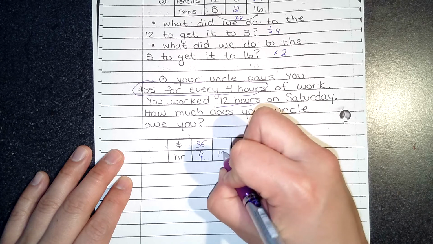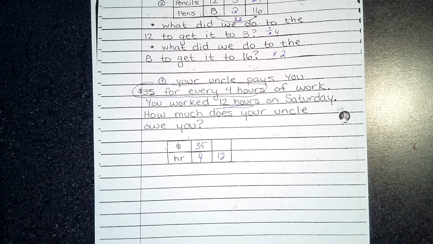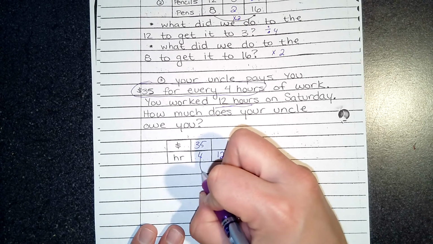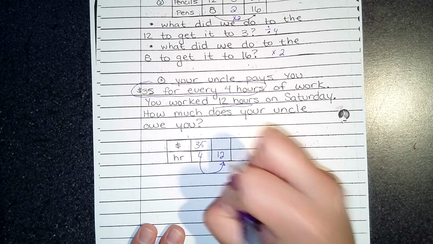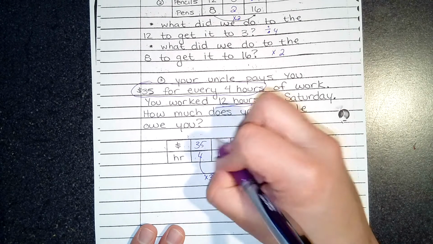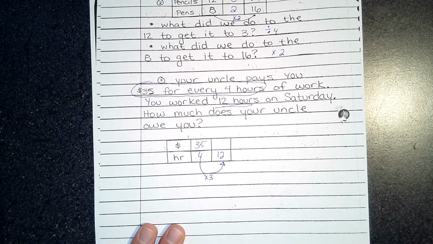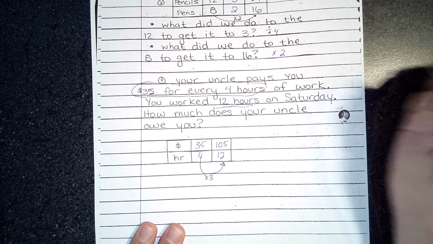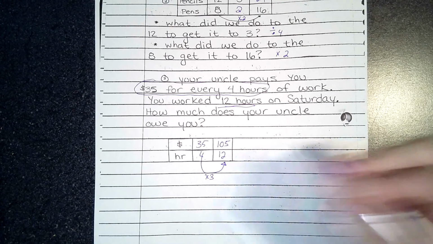12 hours goes in the hour row. So I had 4 to 12. We're getting bigger, so that tells me that I'm multiplying. Okay, 4 times what is 12? Well, times 3. So up top, I do 35 times 3. Okay, that's 105. So your uncle owes you $105.